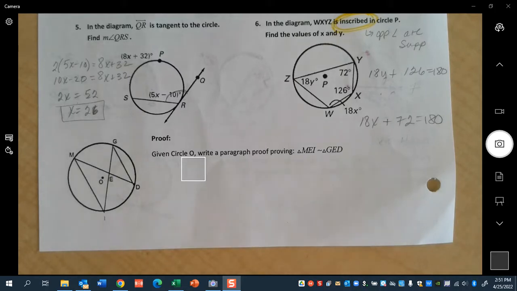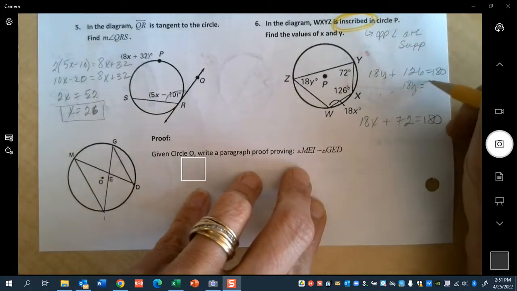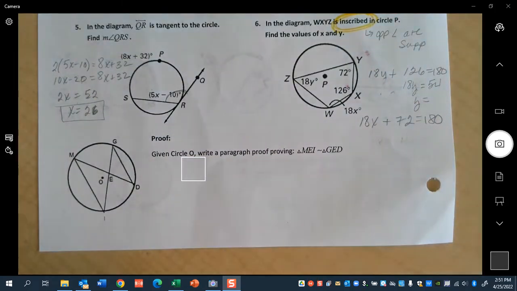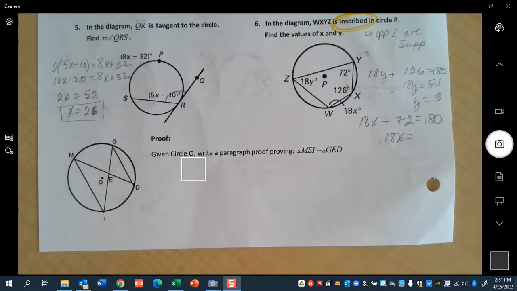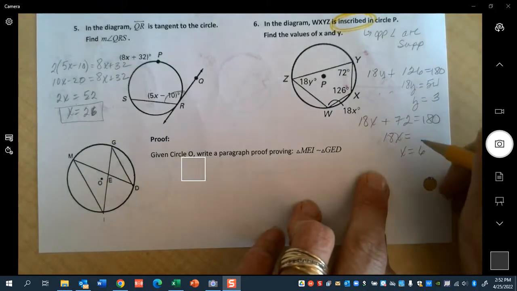For question 6, you said the whole interior angle measures are 180, but no, I said opposite angles are supplementary. Okay. So we can finish doing that one. 180 minus 126. So 18y is equal to 54. So y is equal to 3. Here 18x is equal to 180 minus 72, divided by 18. So x is equal to 6.